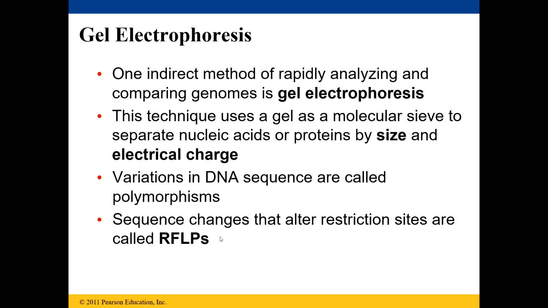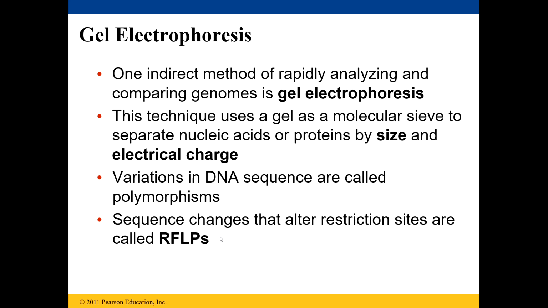and then you could run it through this gel electrophoresis machine. And so this technique then uses a gel as a molecular sieve to separate nucleic acids or proteins by two things, size and electrical charge. And it's a lot like we saw when we were using our agar plates, and we saw that larger molecules diffuse slower than the smaller molecules. So size will influence the rate that they will diffuse through this gel, and then electrical charge will move them through the gel.